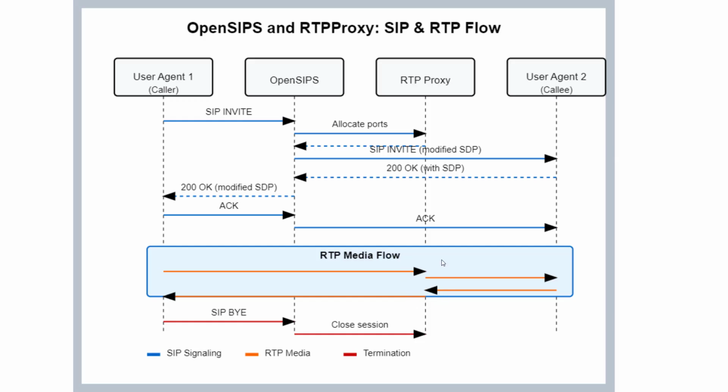So in this RTP proxy, we have a bridge to connect these media flows, and you can see this on SNGraph. SIP bye: once OpenSIPs receives the bye, it sends a close session and closes the bridge between the two users. This diagram is actually very useful. Now let's see how to install.